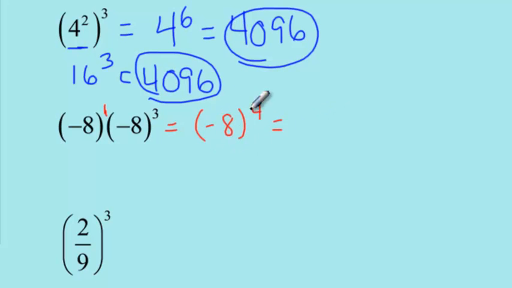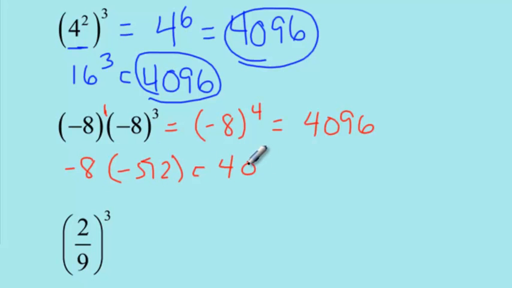Make sure that you use parentheses, because if you don't, you're going to get an answer of negative 4,096. But any negative number raised to an even power is a positive number. So we get 4096. Again, what about order of operations? Well, if we don't use the exponent rules, we would have negative 8 times negative 8 to the third power, which is negative 512, and negative 8 times negative 512 is, again, 4096.